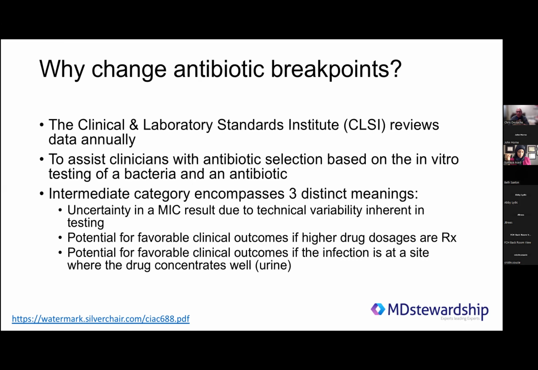You also look at the potential for favorable clinical outcomes if higher drug dosages are given to patients, and whether or not the infection is at a site where the drug concentrates well. We use urine a lot because a lot of antibiotics concentrate at very high concentrations in the urine, versus cerebrospinal fluid, where not a lot of antibiotics will get into that site. Okay, next slide.